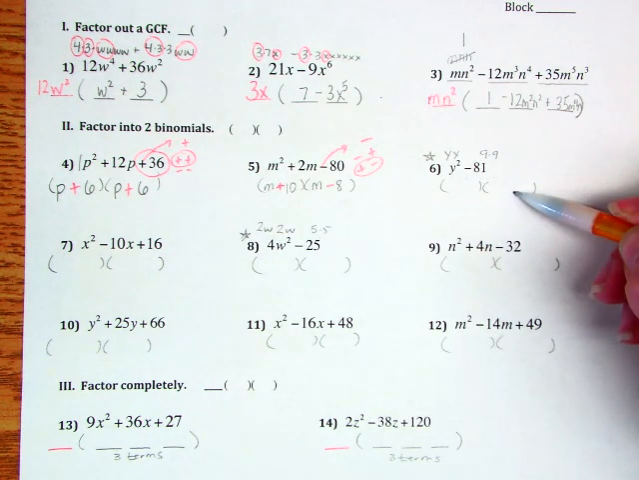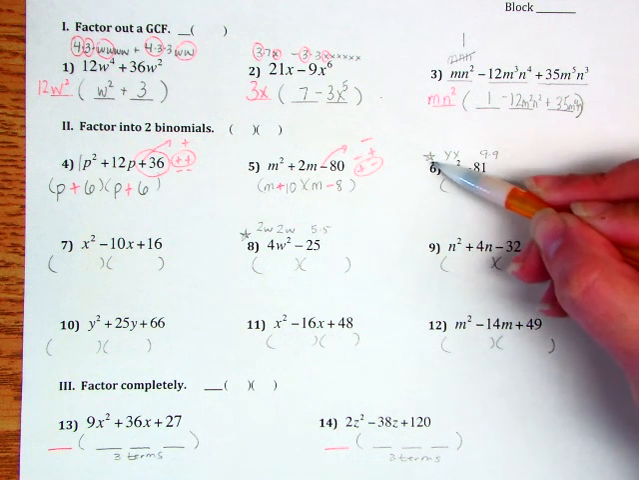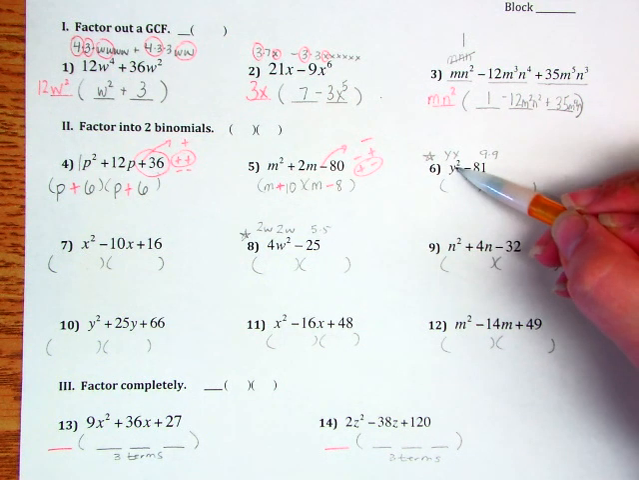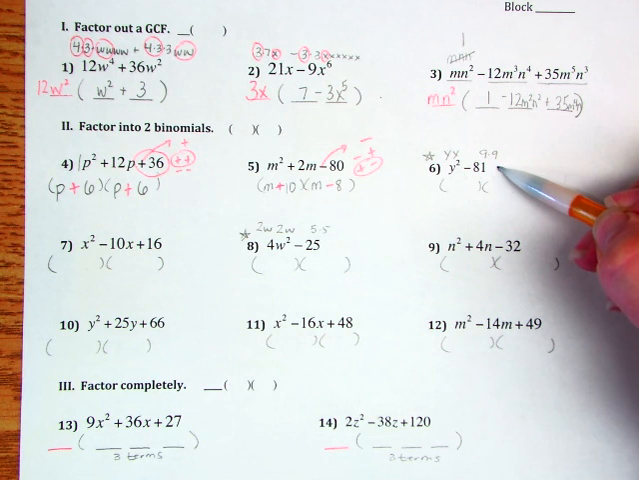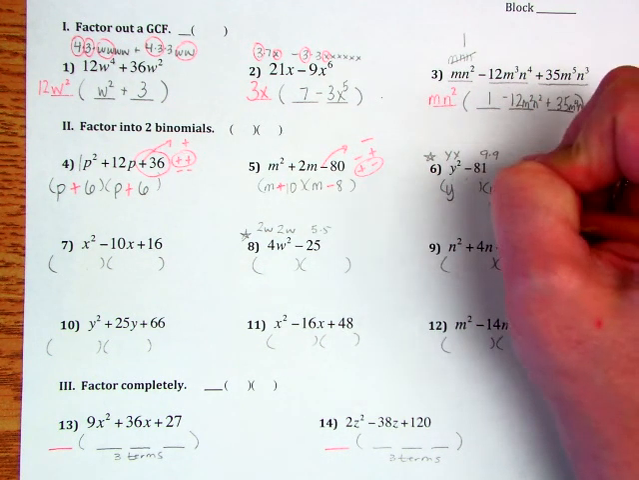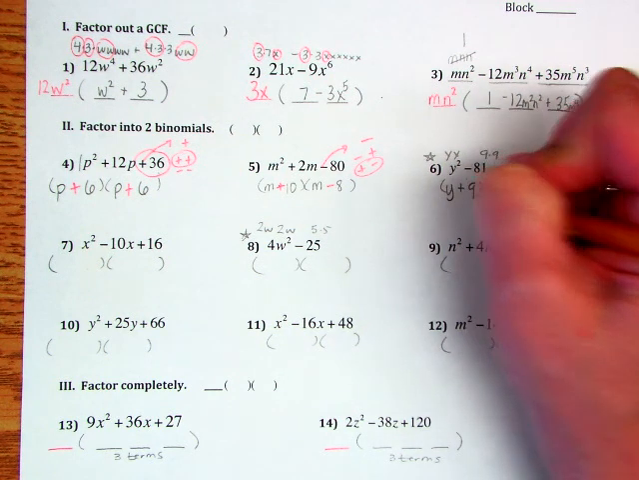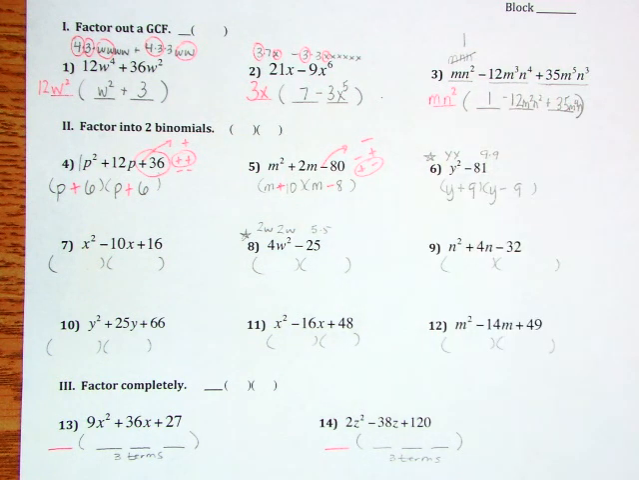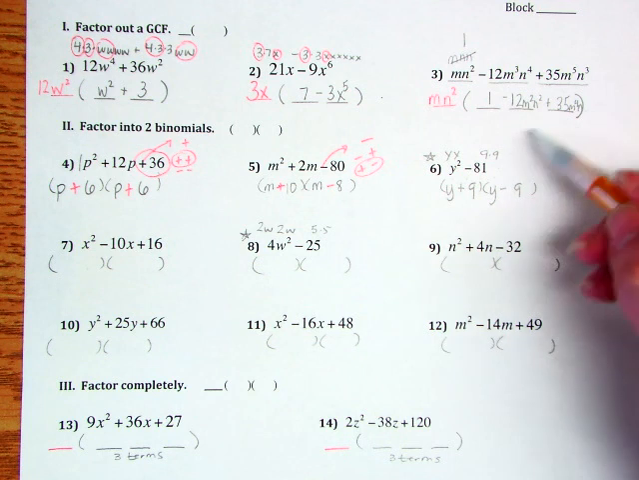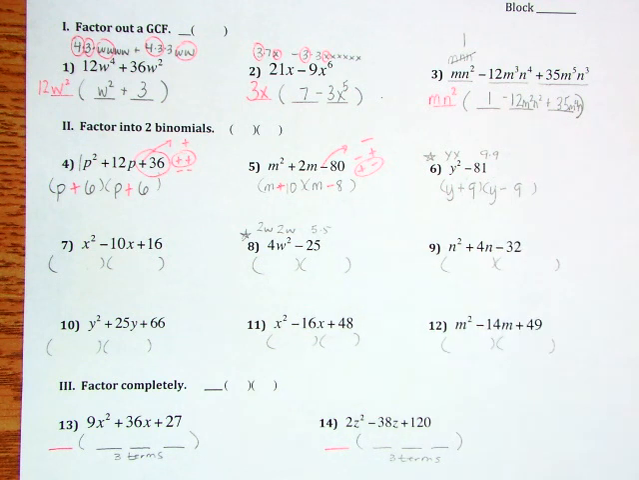In example 6, there's only 2 terms. Notice I put a star by this one. y times y is a perfect square. 9 times 9 is a perfect square. We write the y's in front. We automatically have opposite signs. And then we fill in with the perfect squares at the end. Notice I don't have sign rules. They're opposite signs when it's difference of squares.